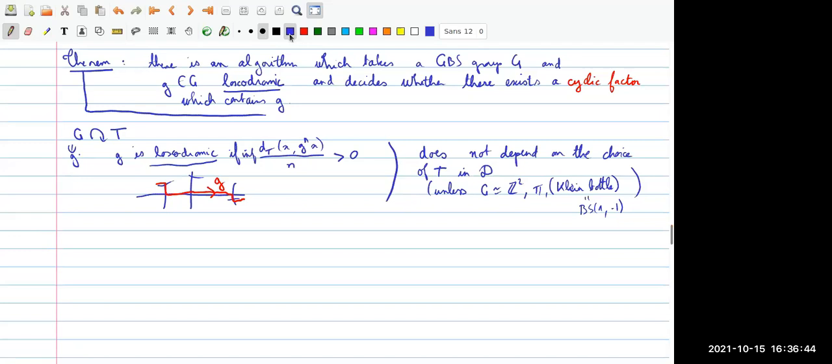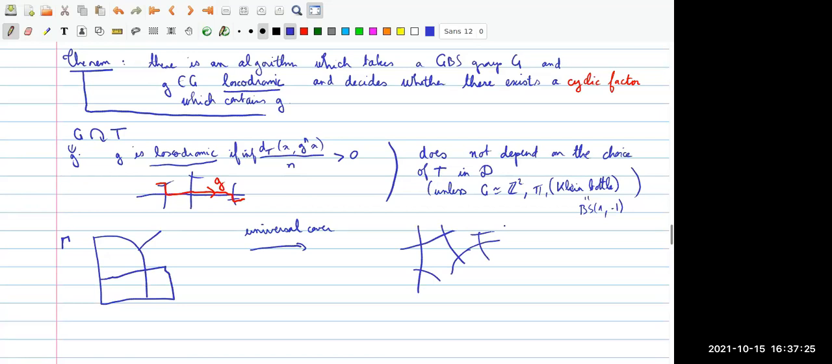So now let us look at the theorem and what we can do if we have a GBS group as a graph of groups like that. I don't know the groups, but this is a graph of groups, gamma. And I want to understand the element g in the graph of groups. So what I can do is take the universal cover. It's a tree, like that. And since I said that g is loxodromic, it has an axis in the tree.